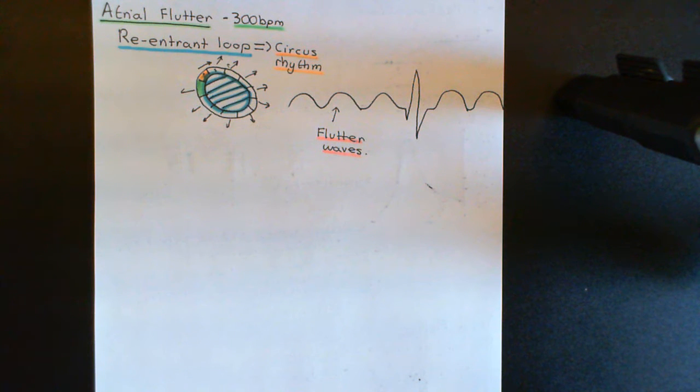How do we actually treat it? Well, again, treatment is going to focus on trying to prevent the electrical signal actually getting down to the ventricles. The idea is the atria contracting at a ridiculous rate is not actually too problematic. What we want to prevent is the ventricles contracting at too high a rate.